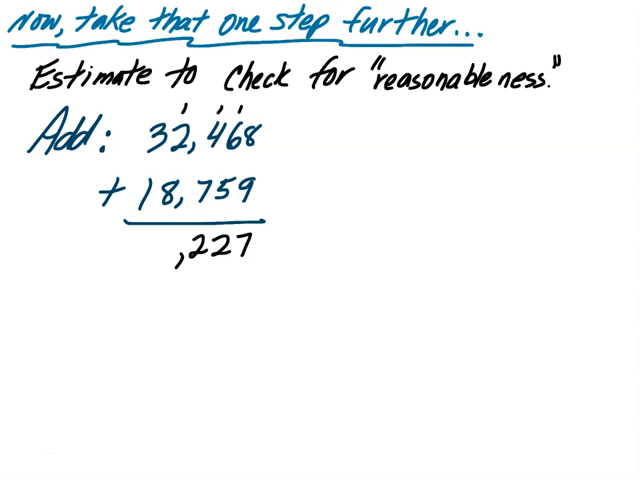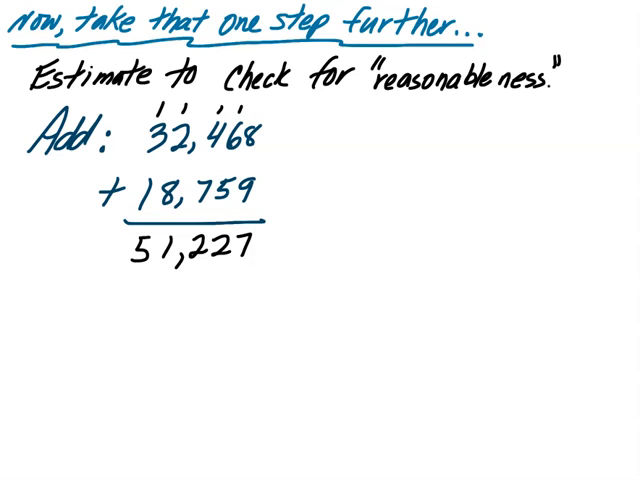I carry the 1 again. 8 plus 2 is 10, plus 1 is 11. I carry the 1 again. And I have 5 in the 10,000s place. Your answer should be like mine, 51,227.